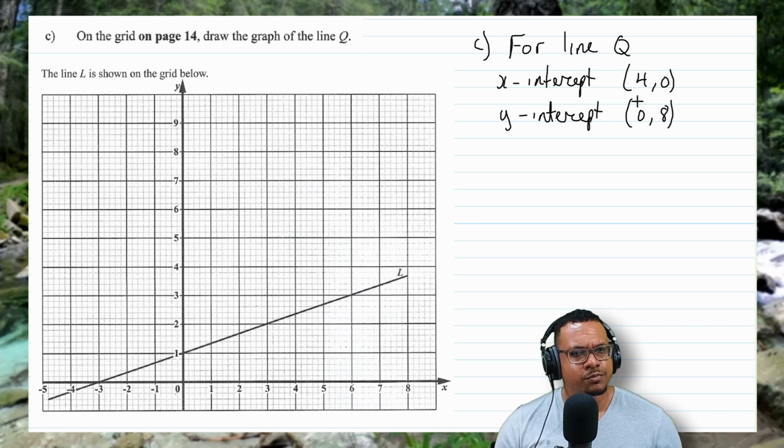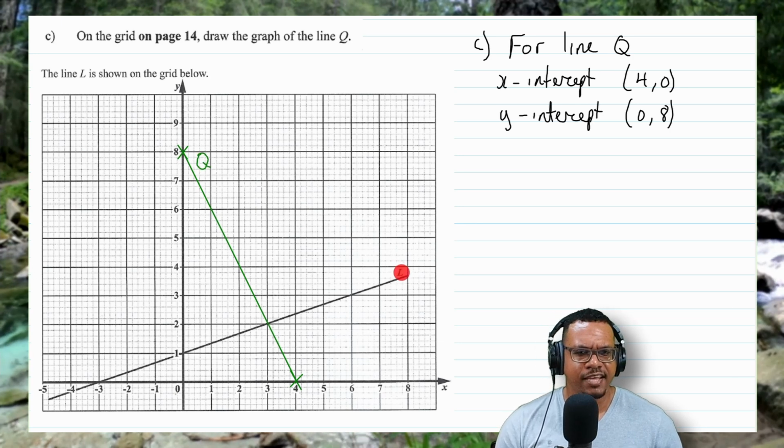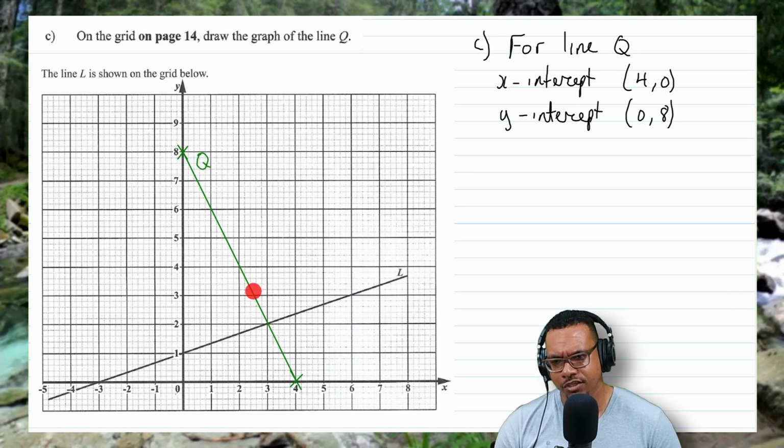All right, so now plotting those points, that's 4 on the x-axis, so that's down here. And then we have 8 on the y-axis, that was 0, 8. So that's 8 on the y-axis, that's up here. And we just take our ruler and draw a line to connect these 2 points. And I'll label this line Q. Just like how we have the label here, this line is L, this line is Q.